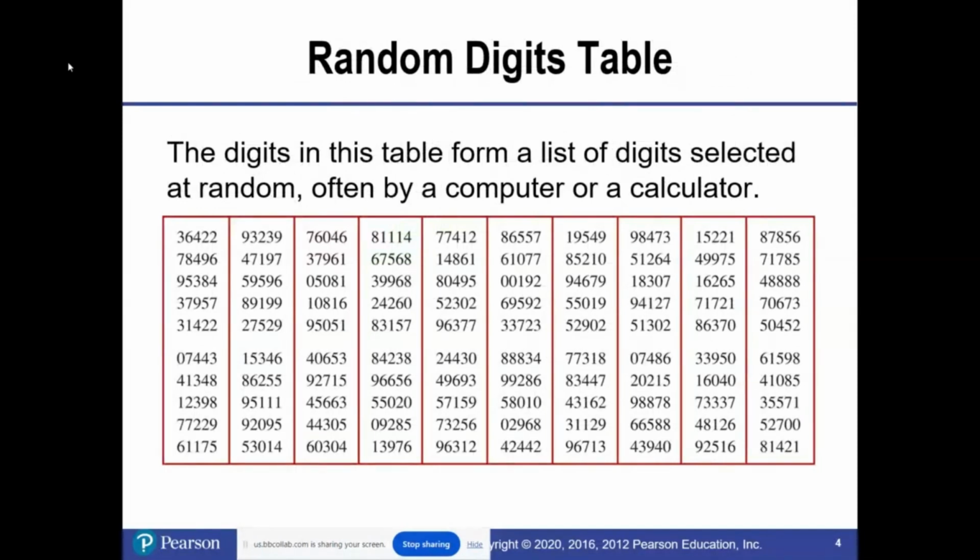So sometimes we will use something called a random digits table. This table is generated by a computer or a calculator. Obviously this is not a set table, this is just one example. If you were to have your calculator or a computer generate one, the digits might look different. But a lot of times we'll use this to simulate what the problem is asking for.